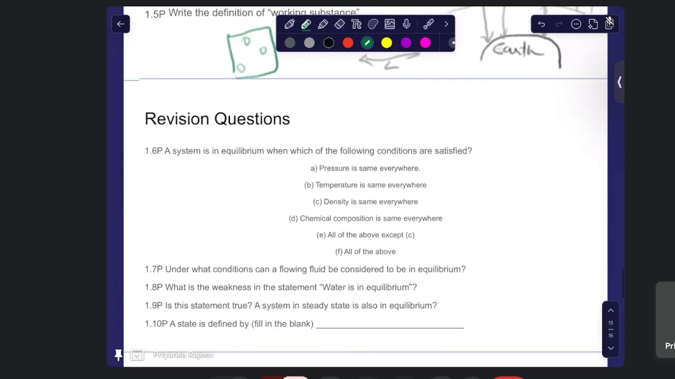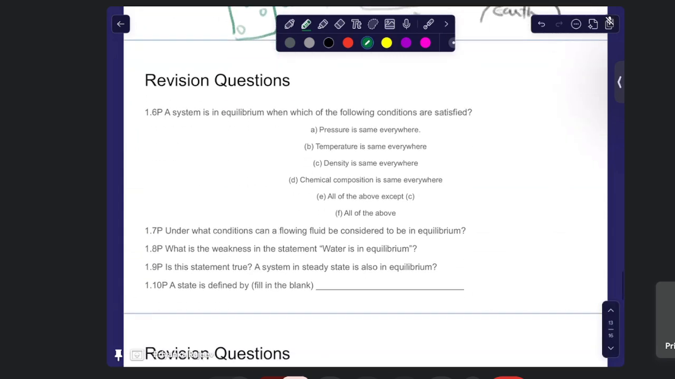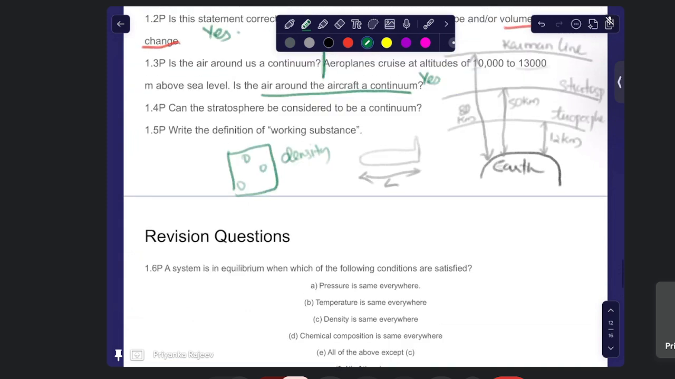Now the next question is working substance. Here, write the definition of working substance. Working substance is a fluid, that means gas or liquid or whatever it is, that is undergoing the thermodynamic process or cycle in a system, so that energy is transferred in the form of heat or work, is called working fluid. Okay, working substance.